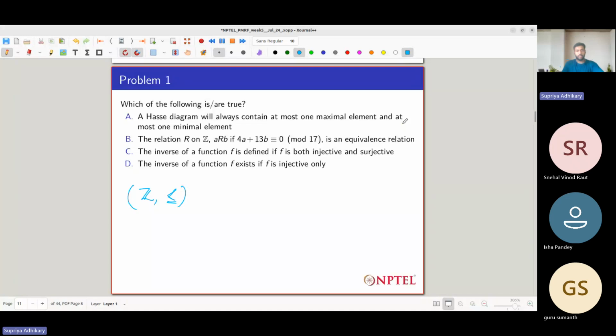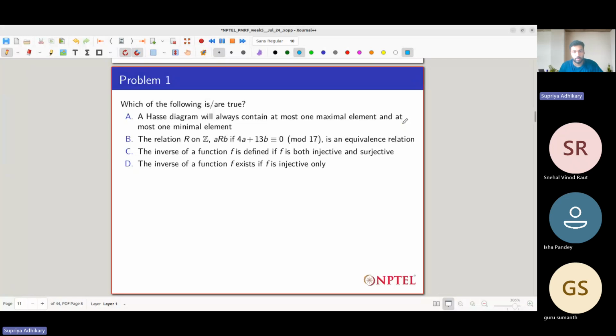If we consider the Hasse diagram, that will be like this. Let's say we have 0 over here, -1, -2, -3, and it will not stop. Similarly, we will have 1, 2, and it will also not stop. So basically, in this ordering, we cannot have a maximal element nor a minimal element. So it is possible that in the Hasse diagram there is no maximal element or minimal element. That is possible.